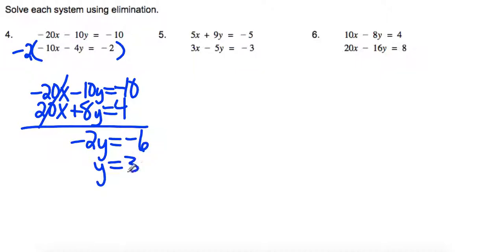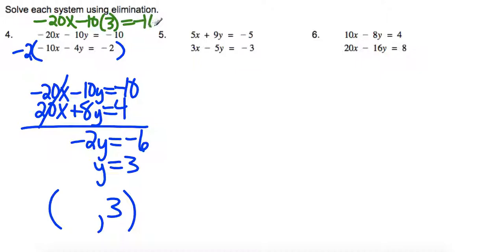Y equals 3. Now that's the y coordinate. To find the x coordinate, you're going to have to plug back in. I don't have a ton of room to do this. You can pick either equation to plug back into. I'm going to use this top equation, so negative 20x minus 10 times 3 equals negative 10.